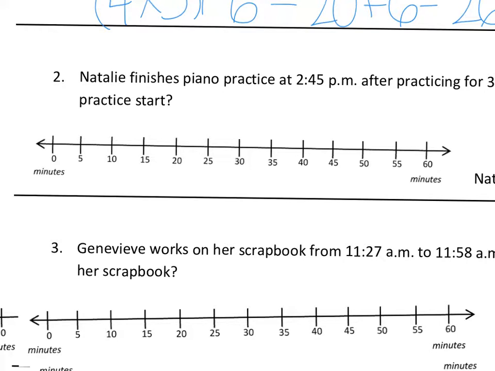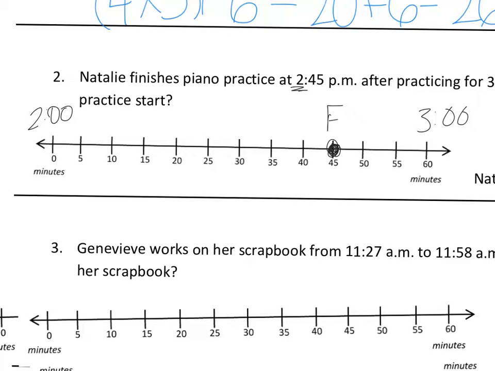So I know she finishes at 2:45. So I'm going to put a dot on 45. I know that's what time she finishes. And I forgot when I started to label my hours. So if I know that 2 is the hour in my problem, then I know my beginning time is 2 o'clock and my ending time is 3 o'clock. So she finishes at 2:45. She practiced for 37 minutes.